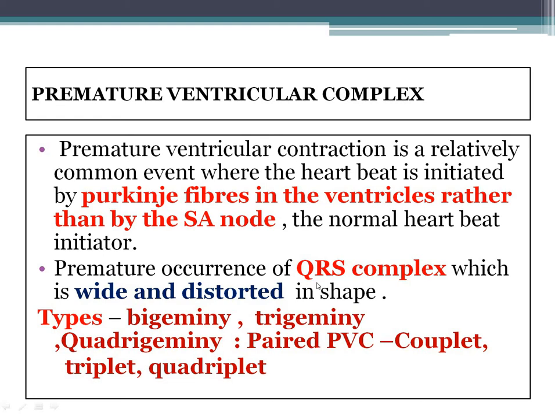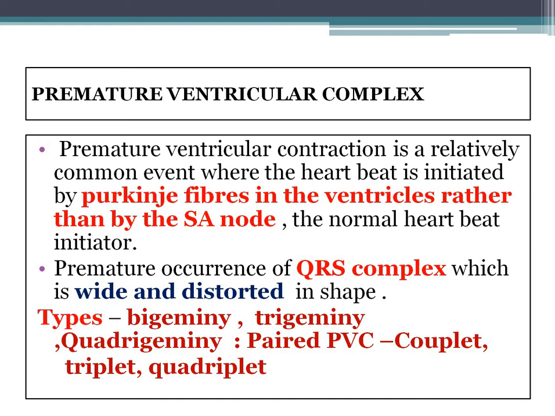So what is meant by PVC? It is premature ventricular complex, or premature ventricular contraction. We can call it PVC. It is a relatively common event where the heartbeat is initiated by the Purkinje fibers in the ventricle rather than by the SA node. Actually, the SA node is the initiator of the normal heartbeat, and from the SA node the electrical impulse has to start. The SA node has a special ability known as automaticity. But in this case, the heartbeat is initiated by the Purkinje fibers in the ventricle.